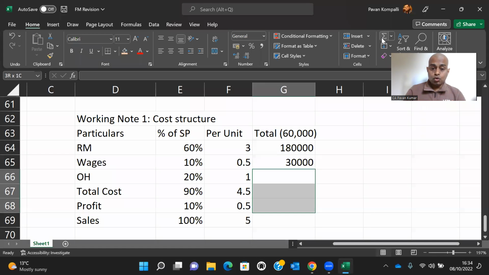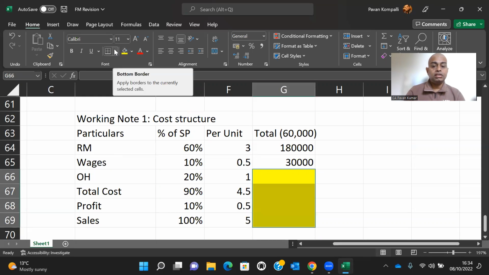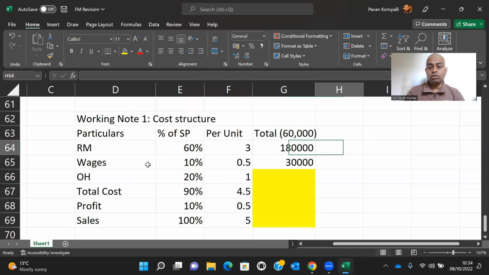I want you to fill this. Fill all this for yourself. Complete the table.